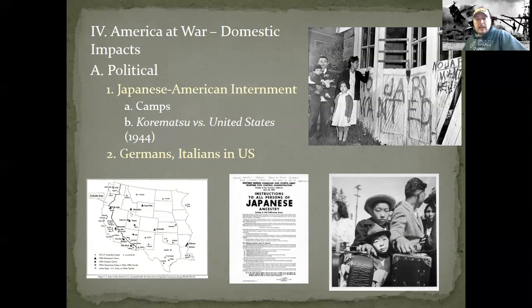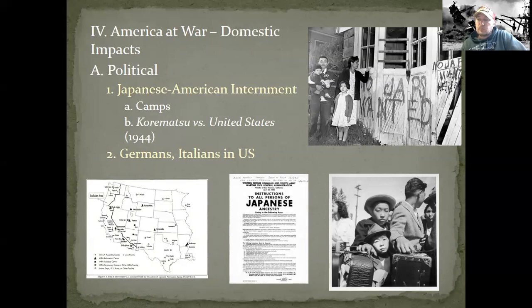The domestic impacts of the war, and first I want to start off with the political impacts. In February 1942, that's 3 months after Pearl Harbor, President FDR makes one of what I consider his worst decisions as president, and that is signing Executive Order 9066. Okay, I would write that down. Executive Order 9066.